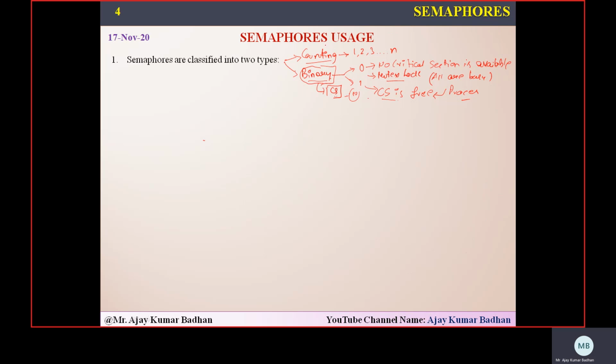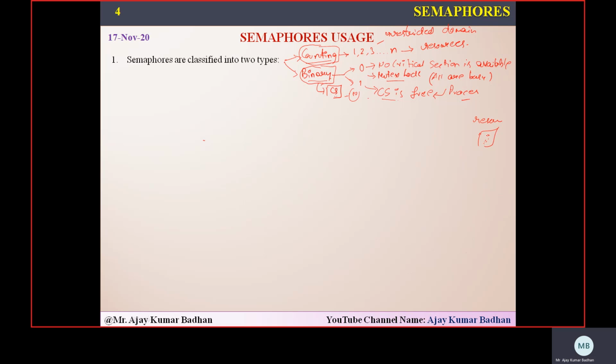But my major concentration is on counting semaphores. If you talk about counting, we have 1, 2, 3, and so on. We are using it as an unrestricted domain here. Unrestricted means there is no limit, it is infinite, 1, 2, 3, and so on up to n. Where are we going to use this counting semaphore? We are going to use it with the concept of resources. We discussed that every resource will have some instances. I don't know how many of you remember this.